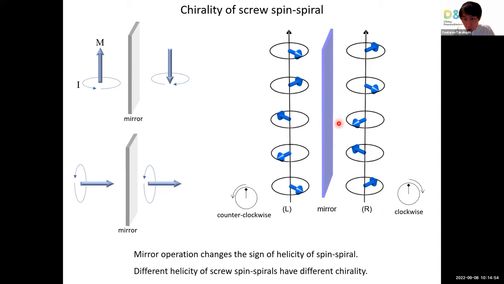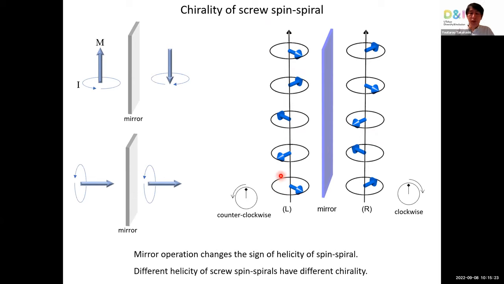Okay, I prepared a clockwise spin spiral here, and let's do the mirror operation. For example, this top spin turns into this one by the mirror operation, because only the in-plane component of the magnetic moment shows the sign change. And the resulting spin structure is this one.